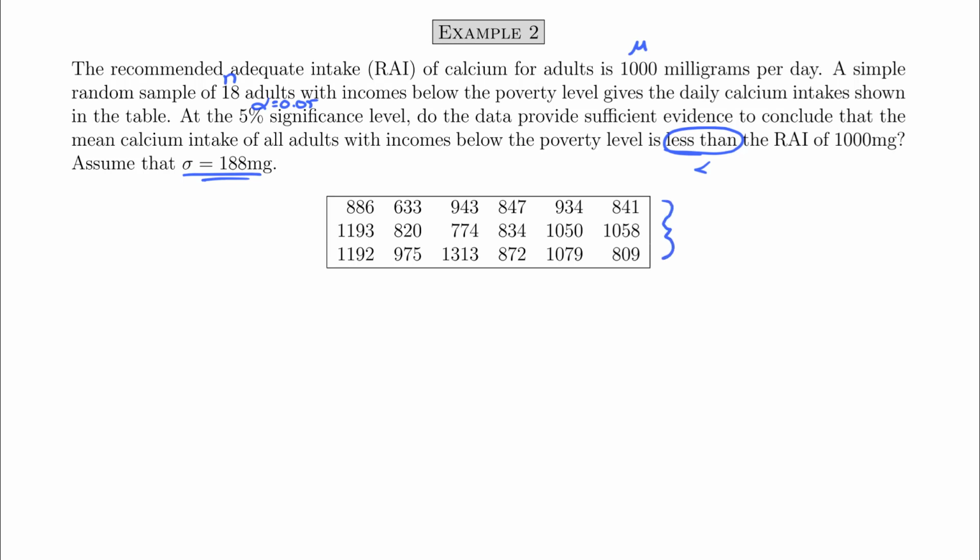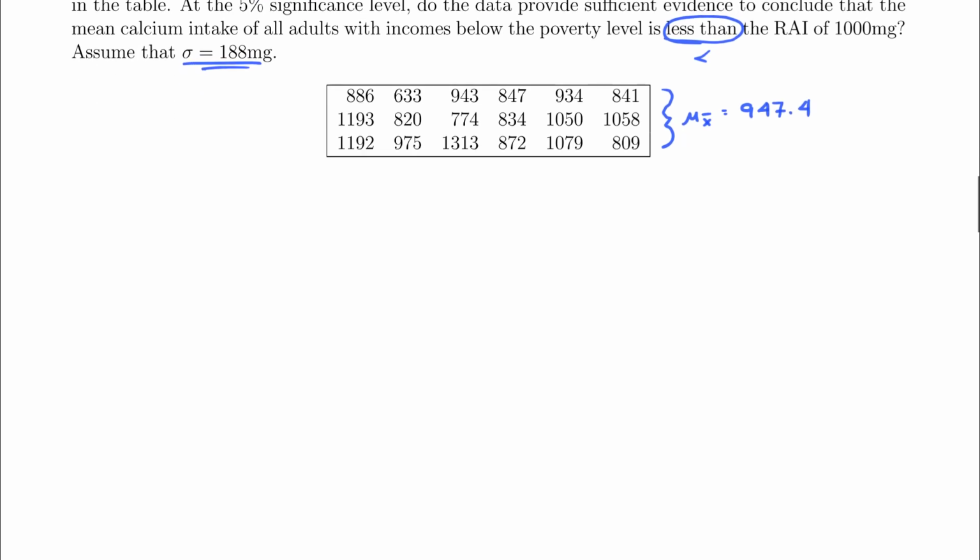Again, the sample mean is 947.4. All right, so first we state the null hypothesis, and that's that mu is equal to 1,000 milligrams. Our alternative hypothesis is that mu is less than 1,000 milligrams. This is a left-tailed test. And our significance level, our alpha, is 0.05.